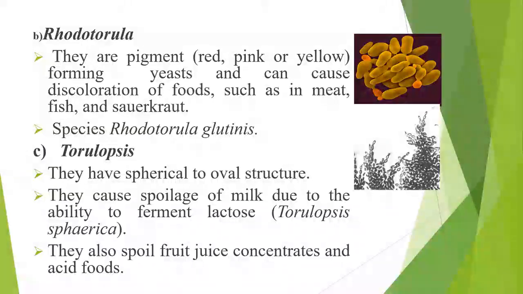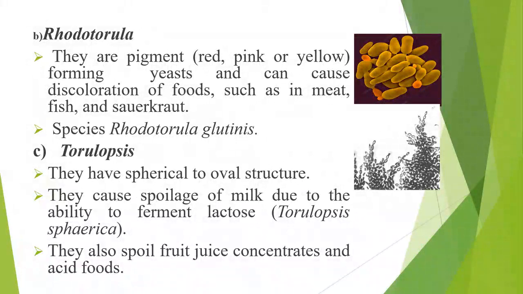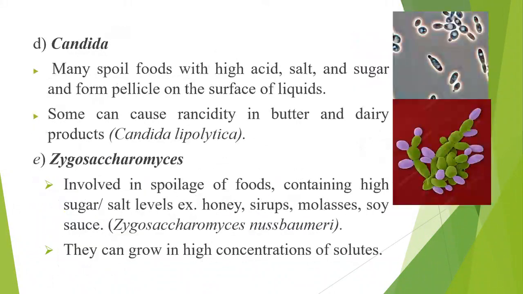Next one is Torulopsis, and they have spherical or oval structure, and they are the reason behind the spoilage of milk, mainly due to their ability to ferment lactose. Example is Torulopsis sphaerica, and besides milk, they will also lead to the spoilage of fruit juice concentrates and some acidic food items.